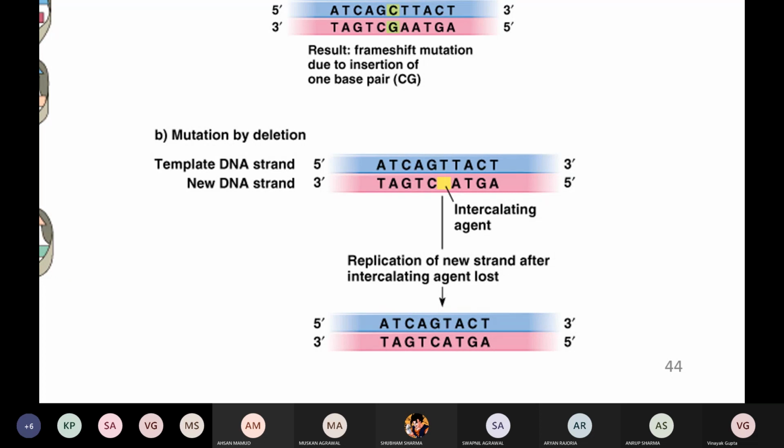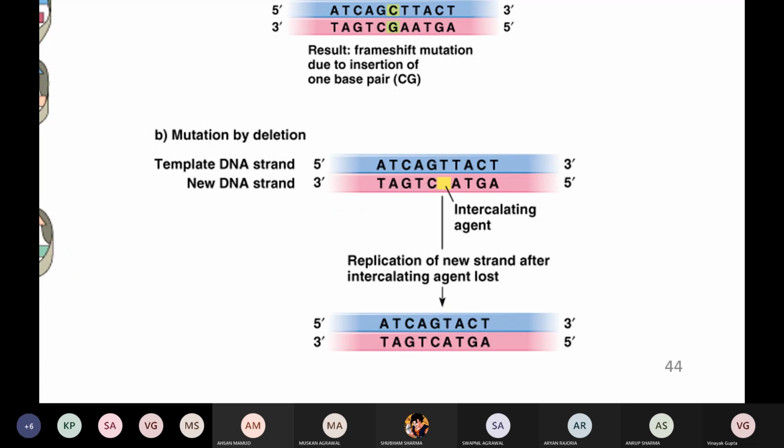Sir, is it basically what happened above, but during replication, first we are checking the two strands of DNA, so one strand for addition and one strand for deletion, like that. Okay. Template DNA strand and the new DNA strand.